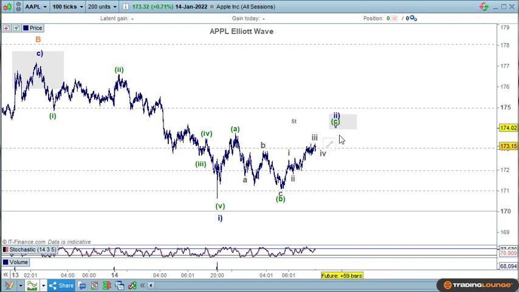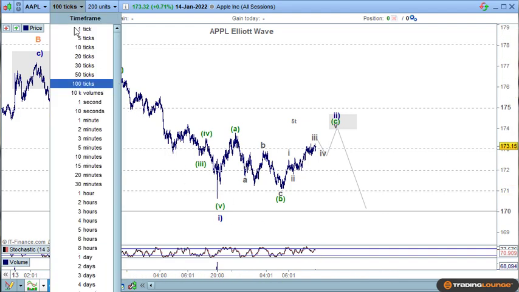So still another little move, probably some little dance here across this level and a push up probably to these old highs here, maybe a bit further, and then we come down from that point. But I want to take you to the 5 tick chart now and just address this in a different way.